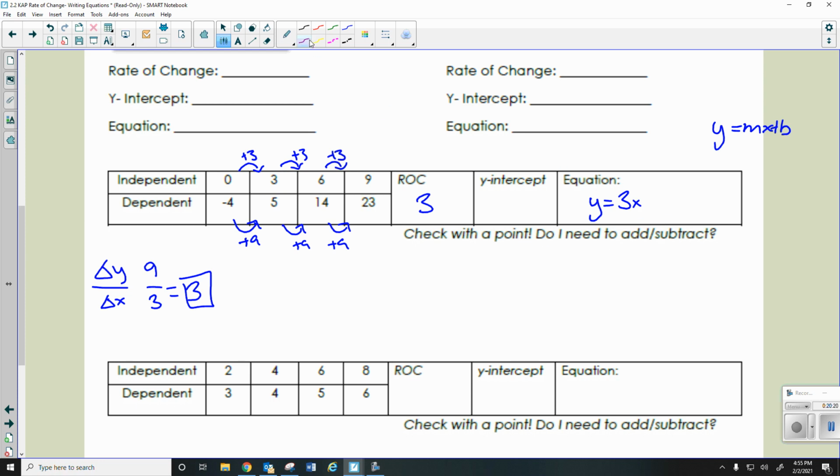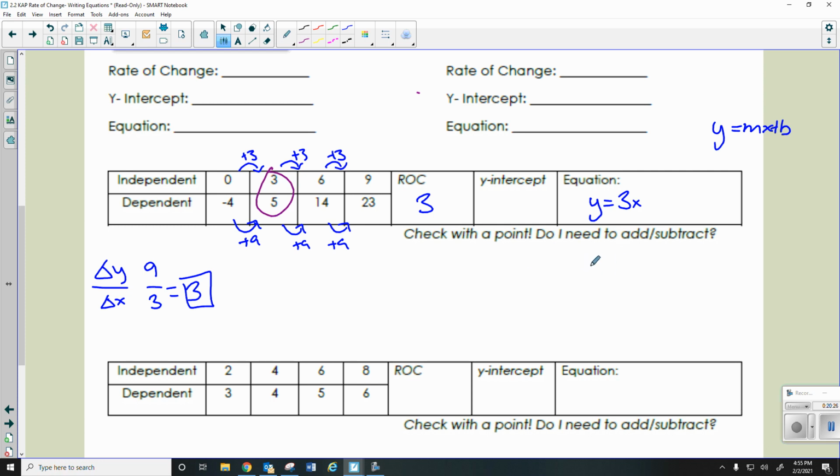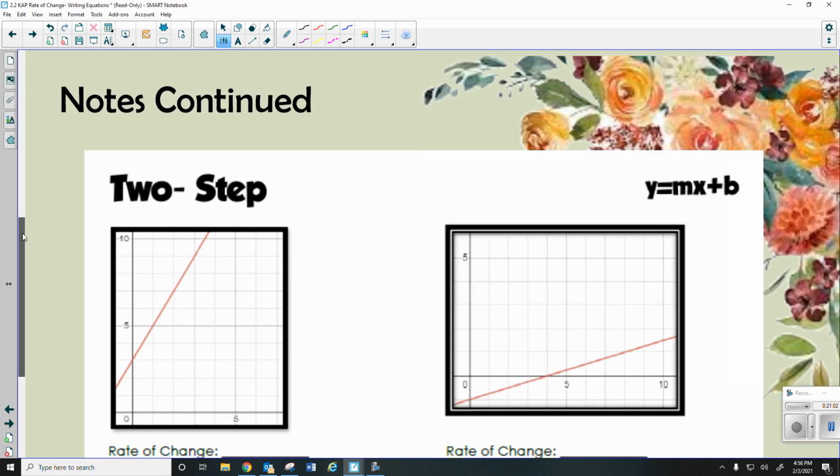Check with a point to see if I need to add or subtract. Let's pick any point, I'll do this one. If I put 3 times 3, do I magically get 5? No. I still need to subtract. How much? 4. So I need 3x minus 4. And if you notice, at the y-intercept, wherever x is 0, I don't move sideways, it's at -4, and that ties in right there. Try that next one, pause, and play when you're ready.